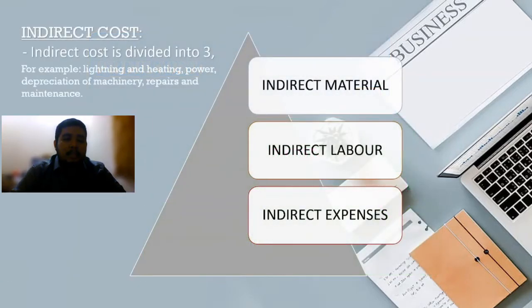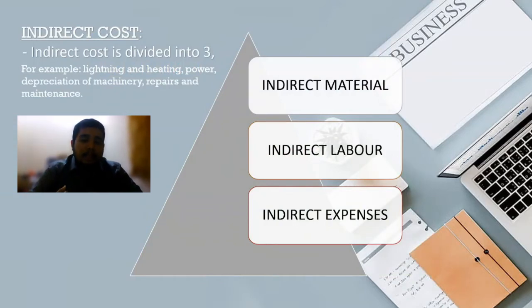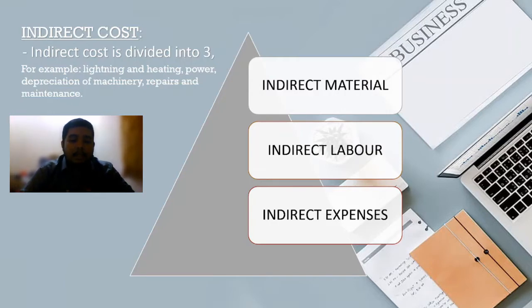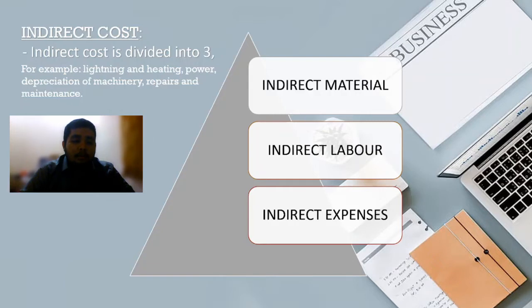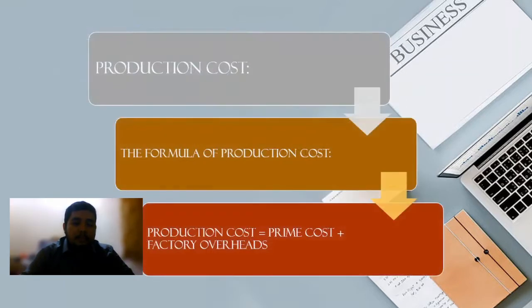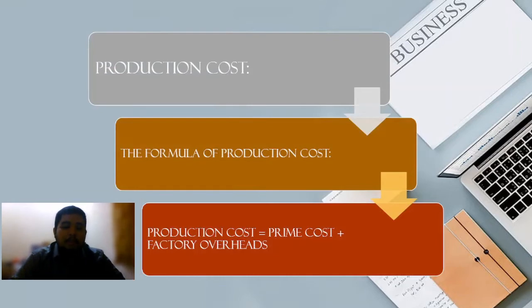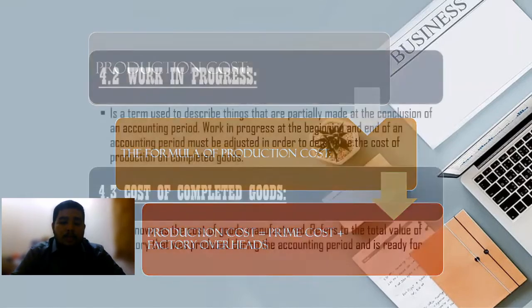Indirect costs. Indirect costs are divided into three, which are indirect material, indirect labor, and indirect expenses. For example, lighting and heating, power, depreciation of machinery, repairs and maintenance. Production cost. The formula of production cost is production cost equals prime cost plus factory overhead.